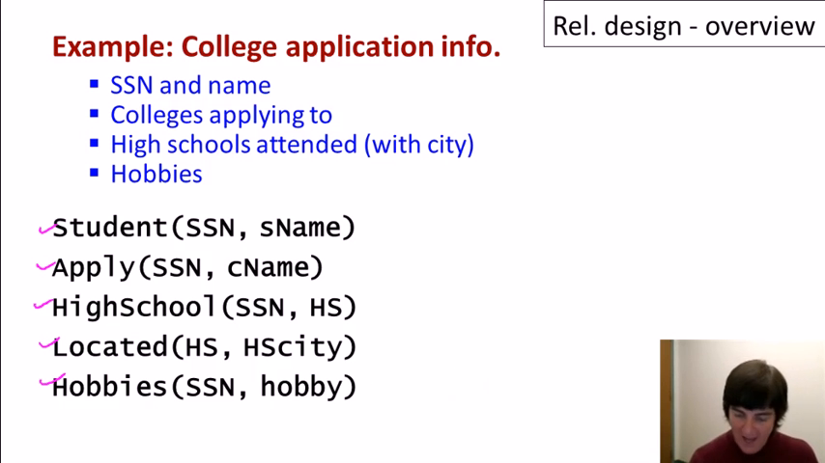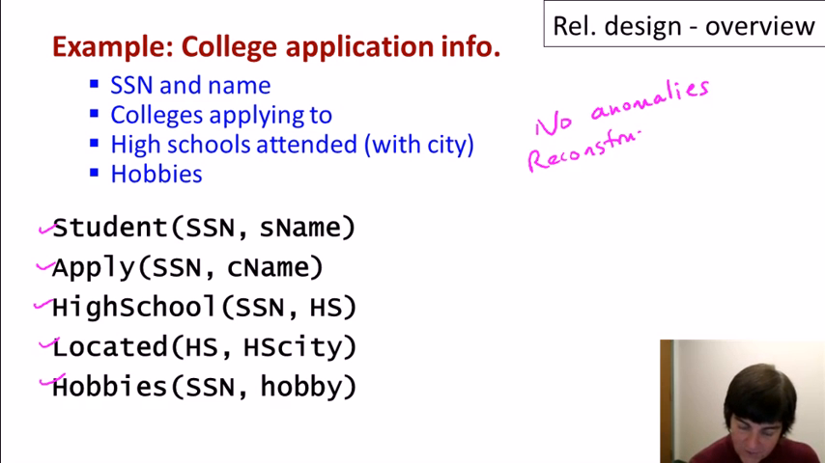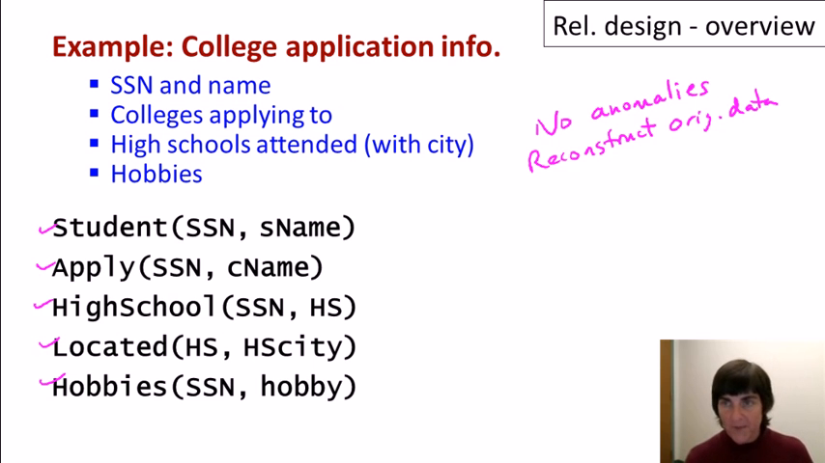In this case, we have no anomalies. If we go back and look at the 3 different types, they don't occur in this design. We don't have redundant information, we don't have the update anomaly or the deletion anomaly. Furthermore, we can reconstruct all of the original data from our first design. So we haven't lost any information by breaking it up this way. So in fact, this looks like a much better design.